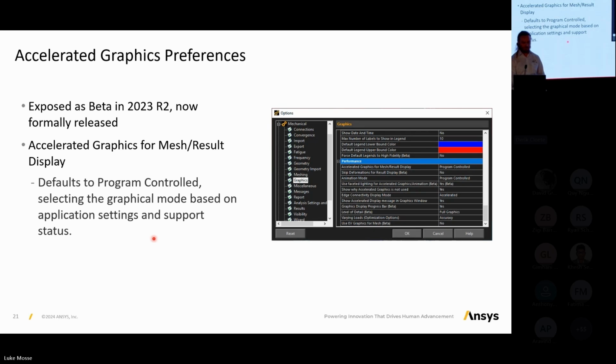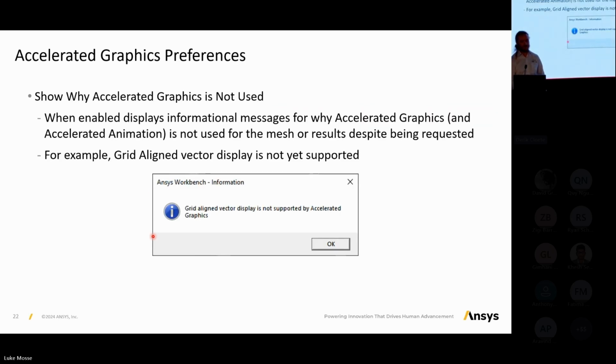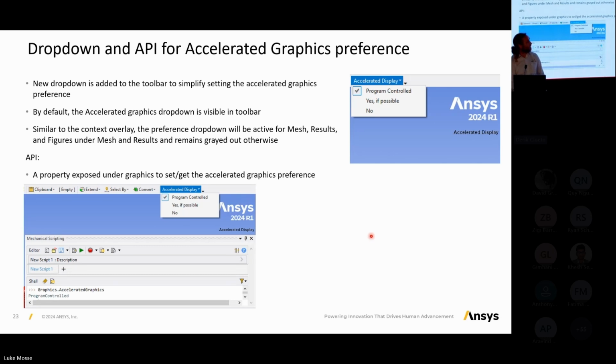Sometimes it doesn't work or it's not applicable to the thing you're currently looking at. If that happens, you'll get a warning message telling you that, in this case, grid aligned vector display is not supported by accelerated graphics, so you can't use it here. That'll change in the future, but for now, it's not supported there. But you can see the option for accelerated graphics here, just above the geometry window in Mechanical. We have this drop-down menu for the accelerated graphics. So you can leave it as program controlled or say yes if possible.